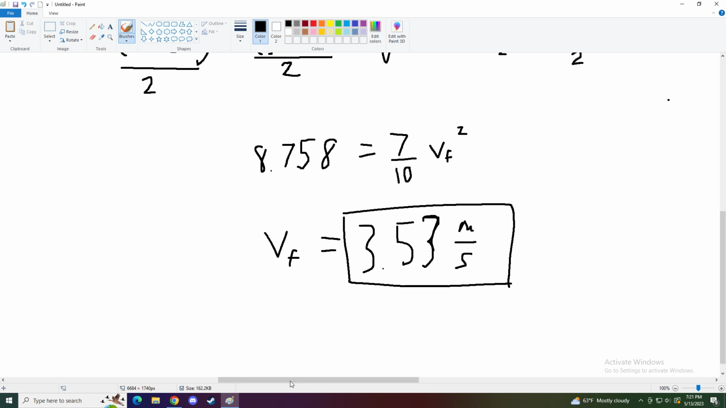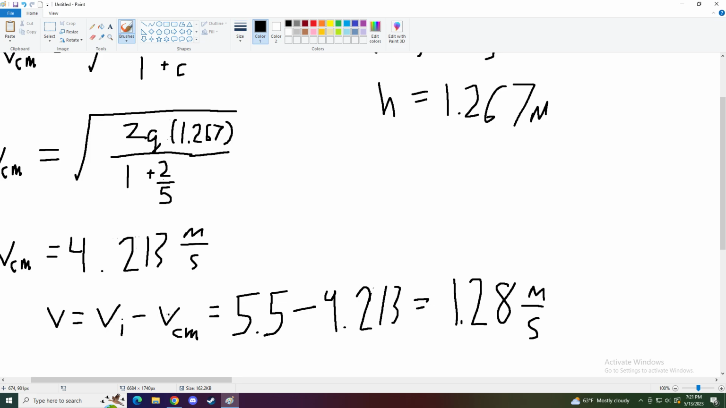So basically, for this problem, you just want to remember that you have to set up conservation of energy and not do illegal math like this.